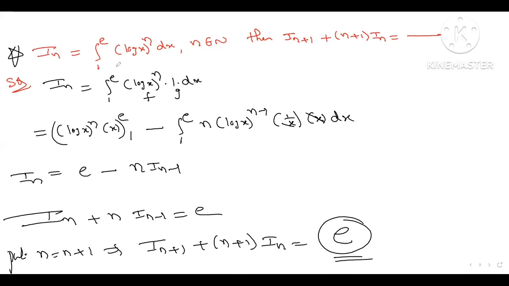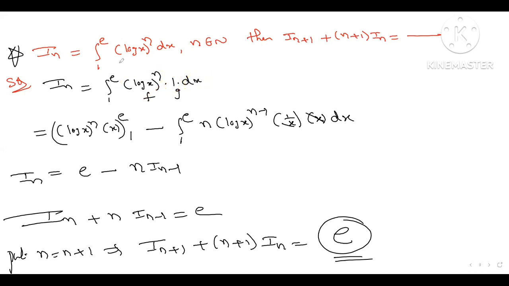Okay, let us go to the next problem. From the statement, the value is given, then find out this value: I(n+1) plus (n+1) into I(n). Okay, by using integration by parts, here let us take (log x) to the power n as f of x, and 1 as g of x.